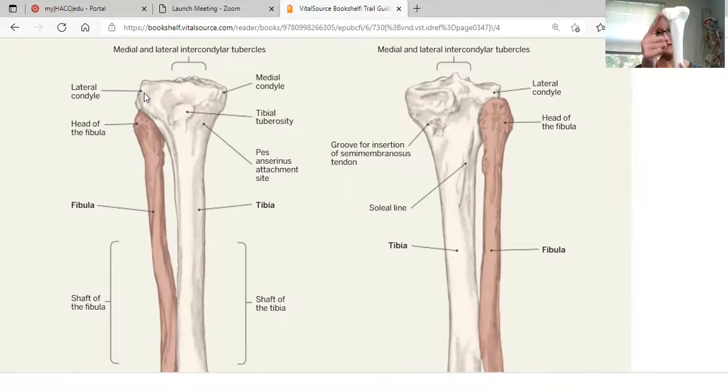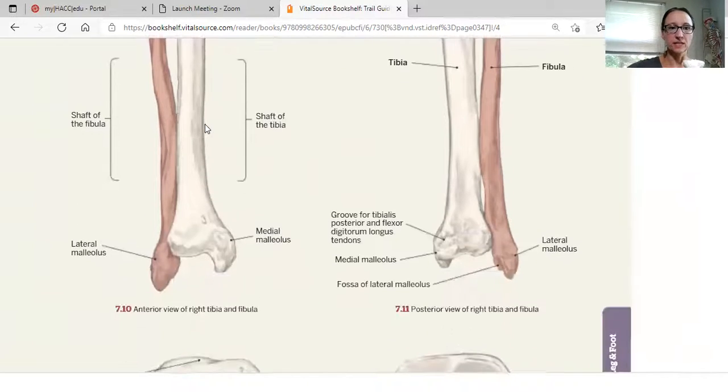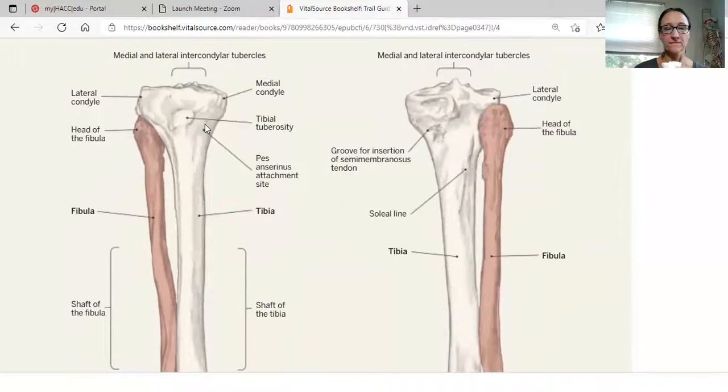Lateral condyle is going to be on the side opposite of this big piece down here, and I'll explain that in a minute, okay? But you have the lateral condyle, and then you have the medial condyle here, and the tibial tuberosity right in the middle. Then you have that little spot, sort of lateral and a little bit inferior to the tibial tuberosity. That's the pes anserinus tendon, okay?